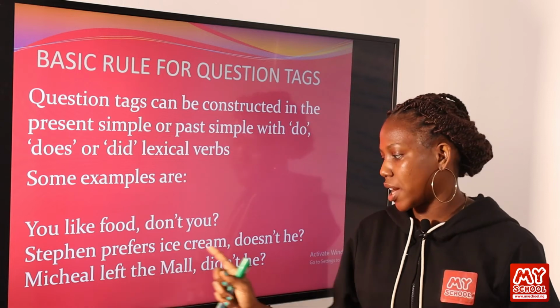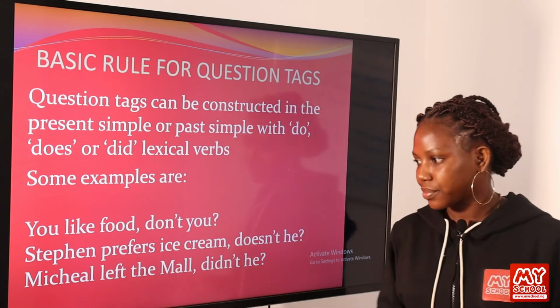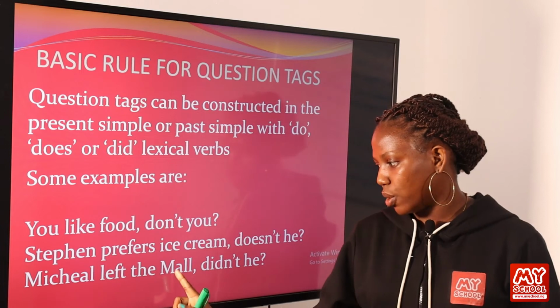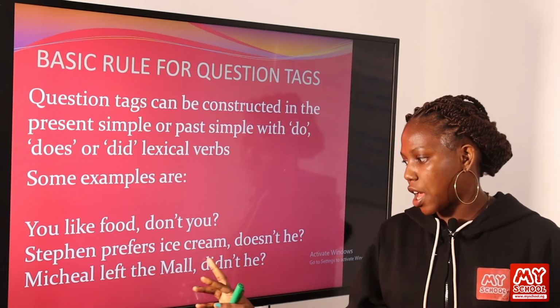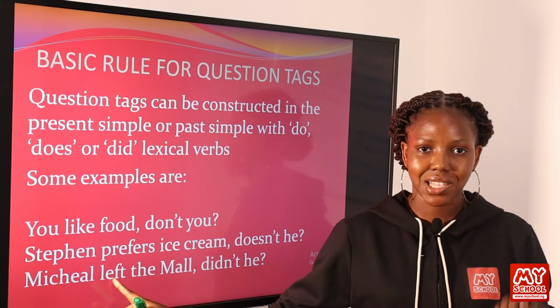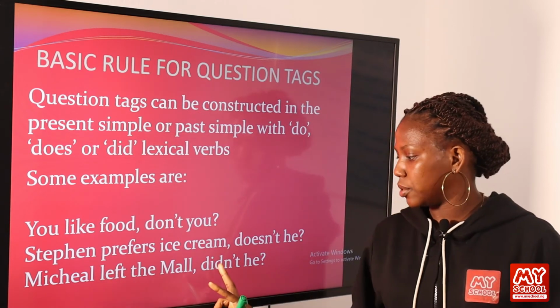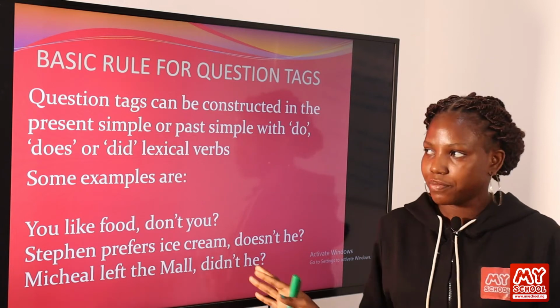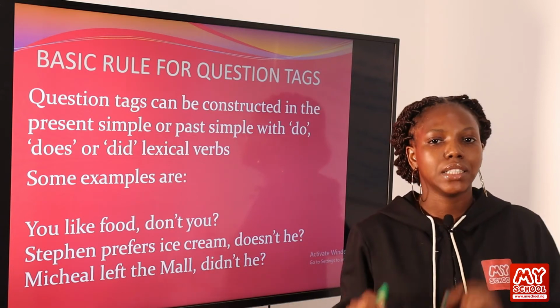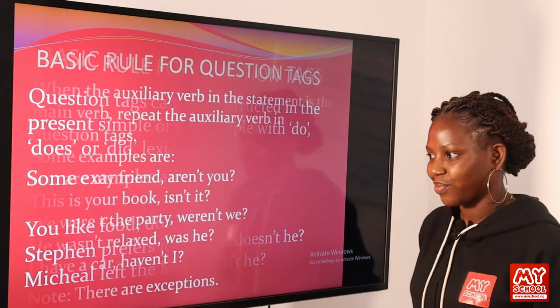So Stephen prefers ice cream, doesn't he? Michael left the mall, didn't he? So now here we have did because it is past tense, left, okay? Leave, left. So for left we use did, so we have didn't he. Now let's take a look at the next basic rule.